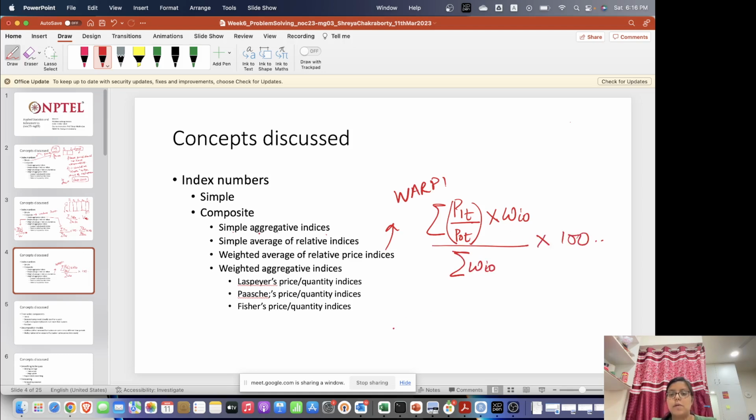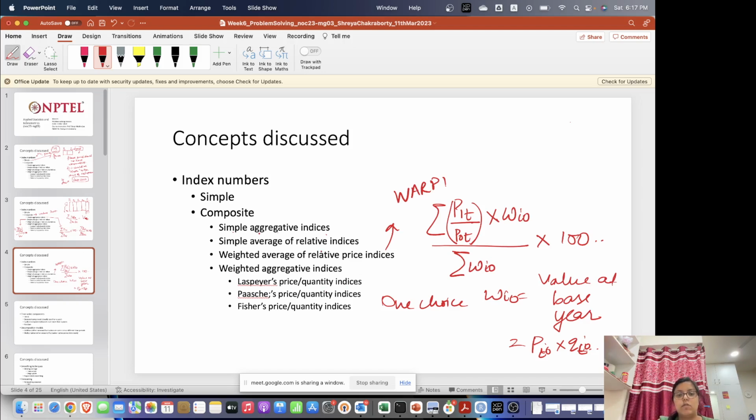Now the weights could be anything. One choice of the weights is the value at the base year, that is Pi naught into Qi naught. So if we substitute P0T, Q0T, let's say, here, then essentially we'll land up at the Laspeyres price or quantity indices.